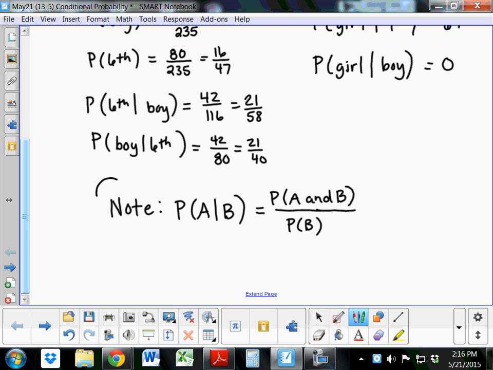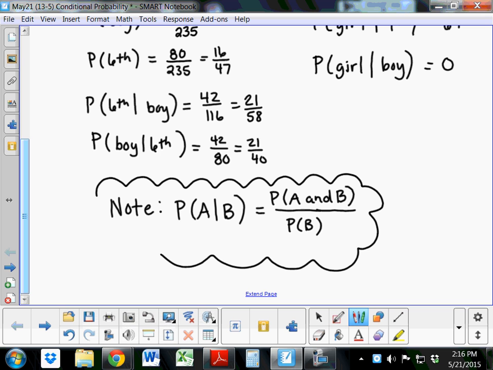This right here is how you found all of those. So this is your key for doing conditional probability. You figure out how many are in both categories, and then you figure out how many are in the second category, and you divide.